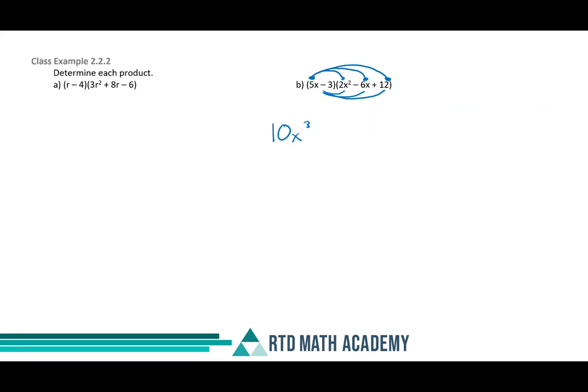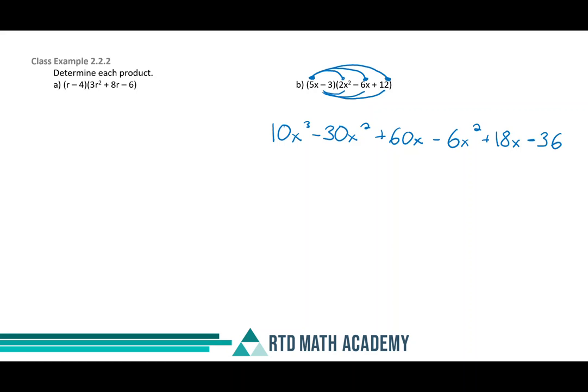I'm going to move along down the line. I get 5 times negative 6, that gives me negative 30, and I have an x times an x, that gives me an x squared. Next, I have 5 times 12, which is going to be positive 60, and x itself doesn't actually change in quantity because 12 is a constant. I'm going to continue on the bottom. Negative 3 multiplied by 2 is negative 6, and then I keep my x squared there. Negative 3 times negative 6 is a positive 18, and again, I have one x here, no additional x's. And then negative 3 multiplied by 12 is going to equal negative 36.